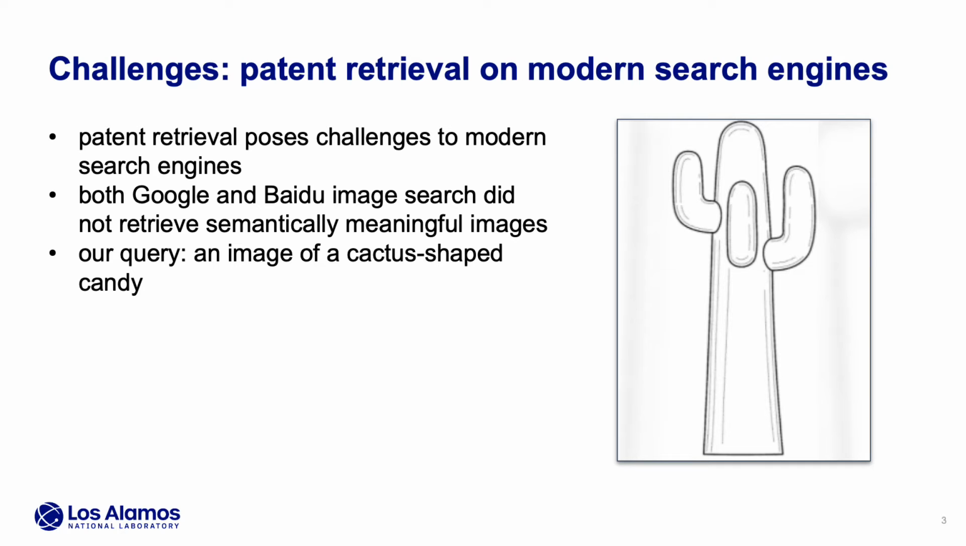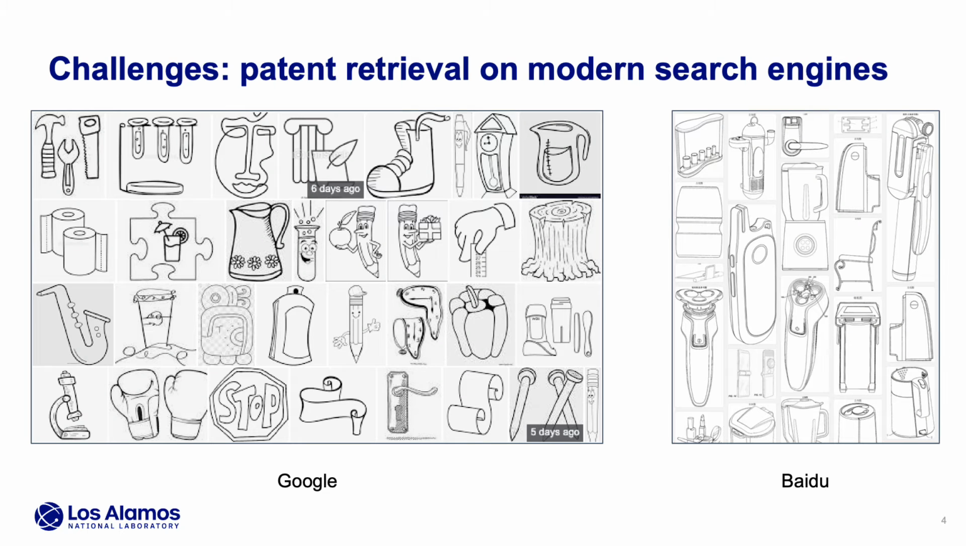As it turns out, pattern search still poses a challenge to modern search engines. Neither Google nor Baidu did succeed in retrieving semantically meaningful results when we used a pattern drawing of a cactus-shaped candy as a query, seen on right. In this slide, we show the retrieval results from Google on the left and Baidu on the right.